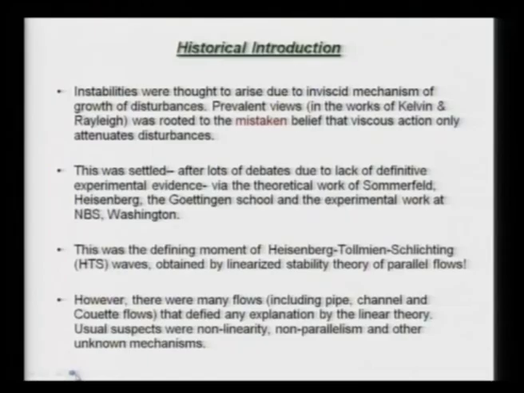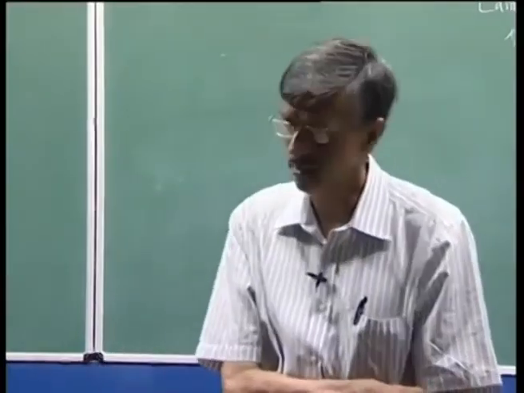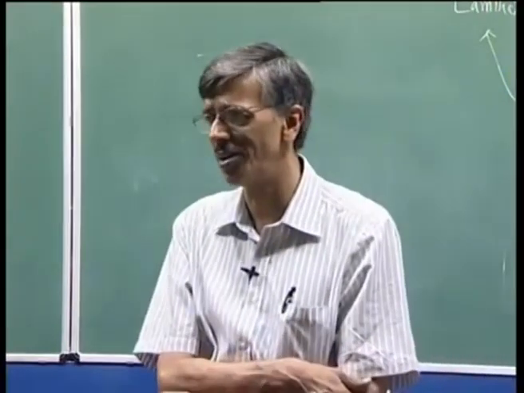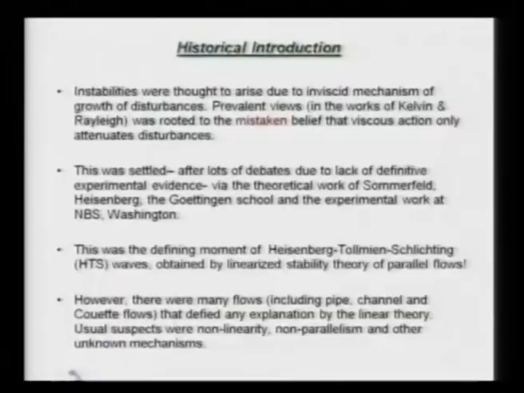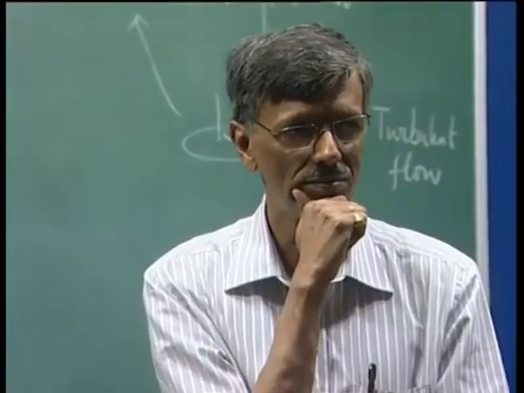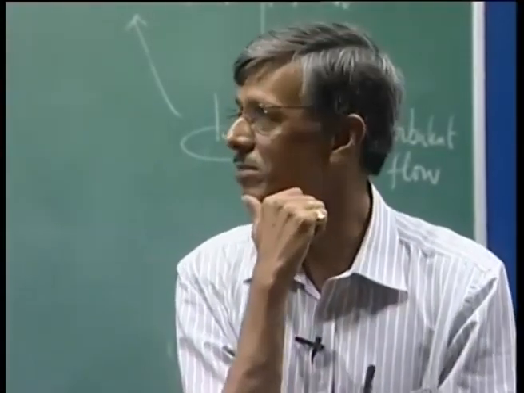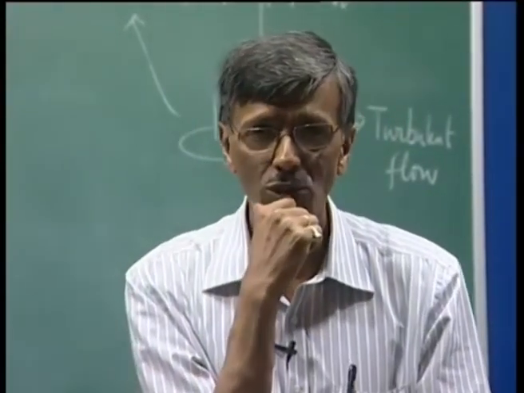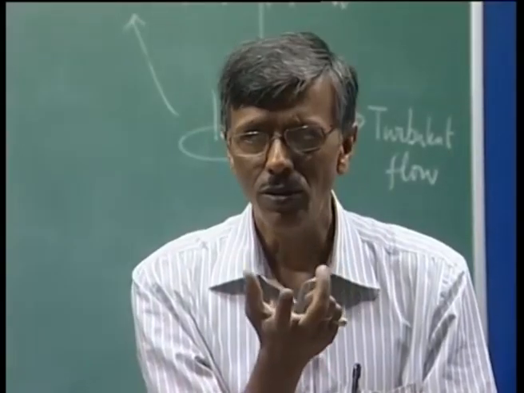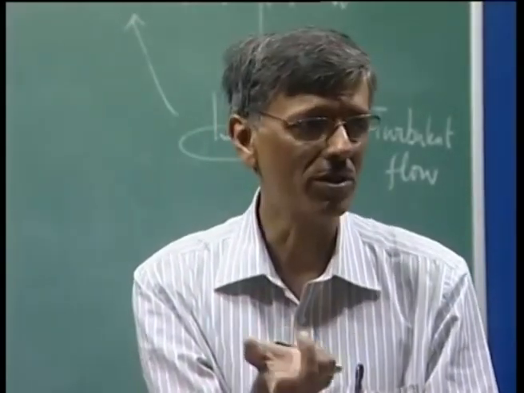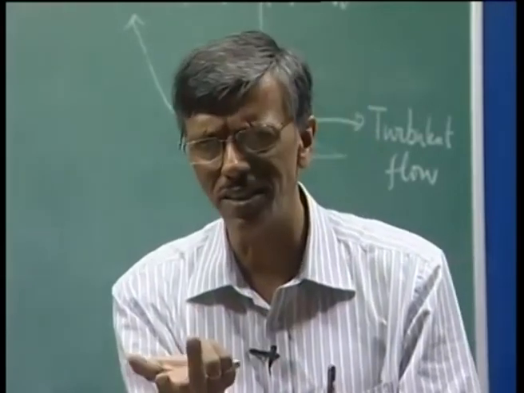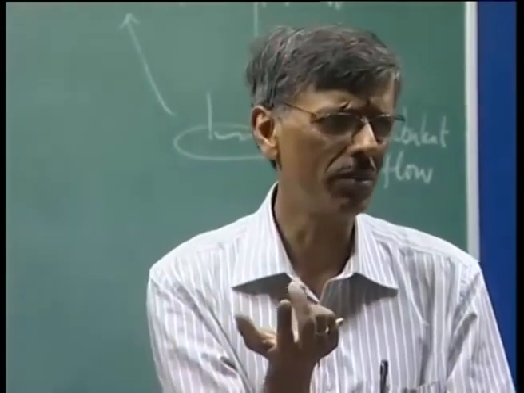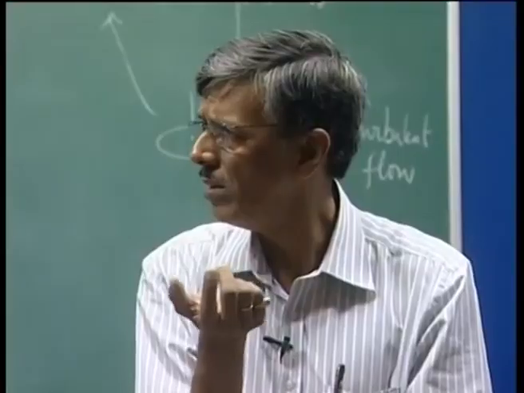They understood that instabilities are due to growth of disturbances. That is very fine. I mean, that is what we are all talking about, but they made a cardinal mistake. They said it is an inviscid mechanism. Rayleigh even found an equation to show how an inviscid mechanism comes about. He gave some theorems and criteria to find out when flow becomes unstable.